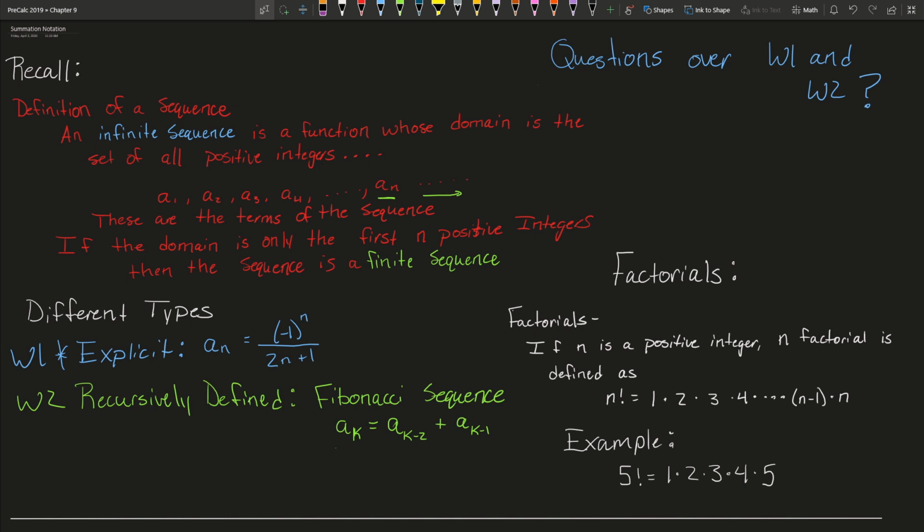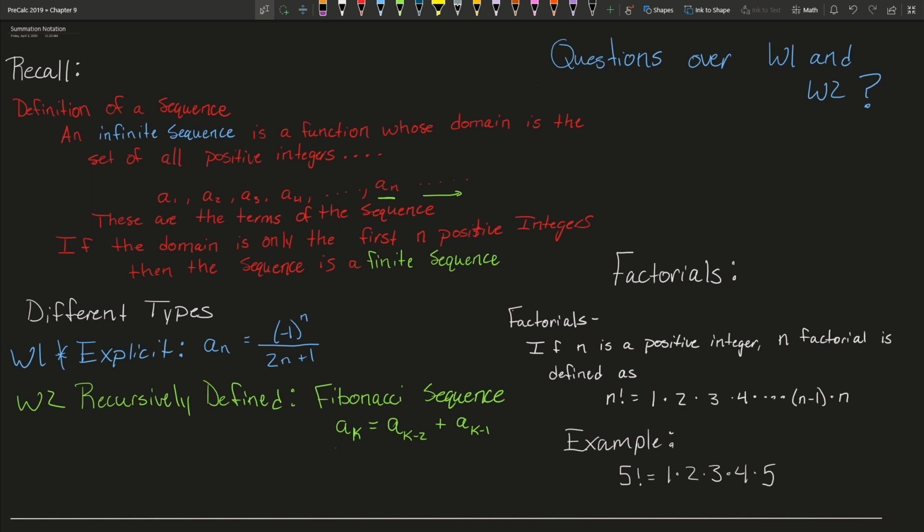Within sequences, there are also 2 different types. They're explicit and they're recursively defined. So explicit, which is mostly what W1 was over, every term has a specific equation, right? So you don't need previous terms in order to get the next one. If you know the pattern and you have an equation, you can find the 1000th term without knowing any of the others before it.